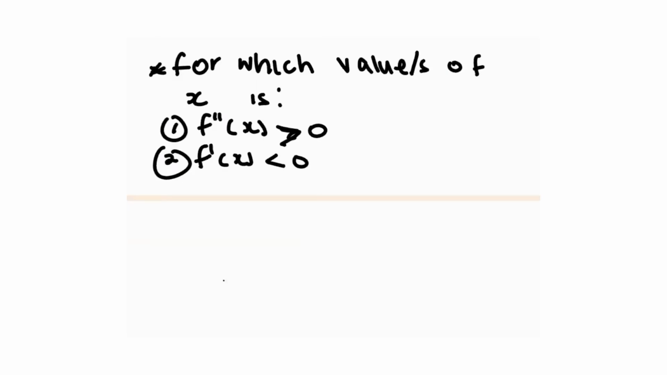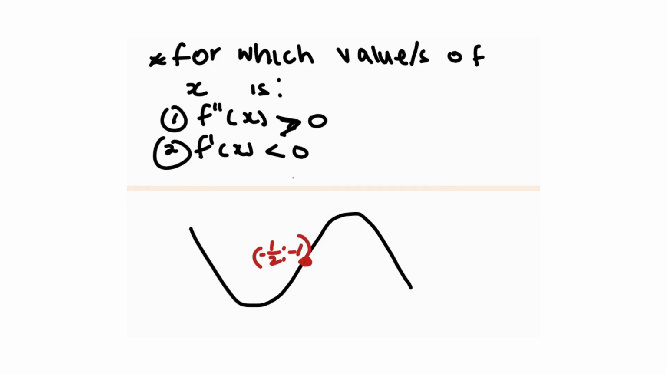So I'm just gonna draw a normal cubic graph, and let's say at the point of inflection, we have been given the point of inflection to be the -1/2 that we got there, and then the y is -1. So for which, okay, I need to come back there, that is supposed to be the second derivative. For which values of x is f''(x) greater than 0, we mean for which values of x is the graph concave up.